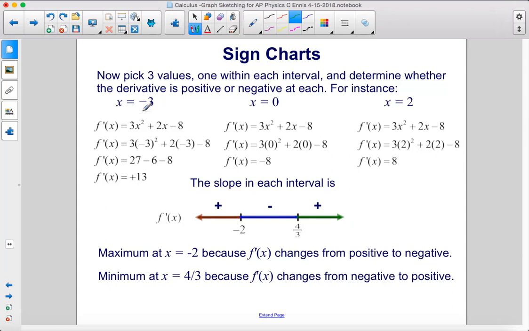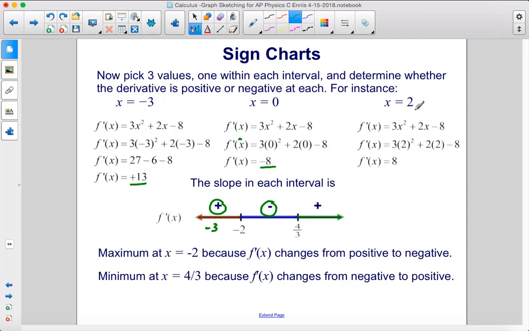For example, the first value that we will pick is negative 3 because that's over here to the left of negative 2, and then we just plug it into the derivative, f prime of x, and we solve and we get a positive number. So this is positive. The numbers to the left of negative 2 are positive. Then we pick x equals 0 because that's right in the middle here in the blue portion. We plug that into the derivative and we get a negative number. So the values are negative between negative 2 and 4/3.